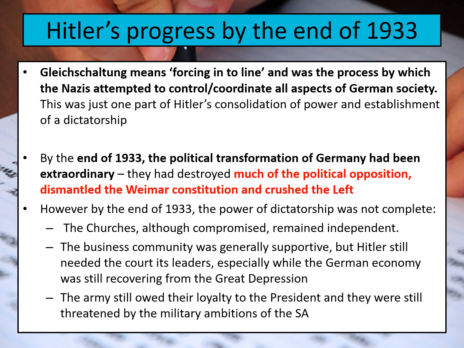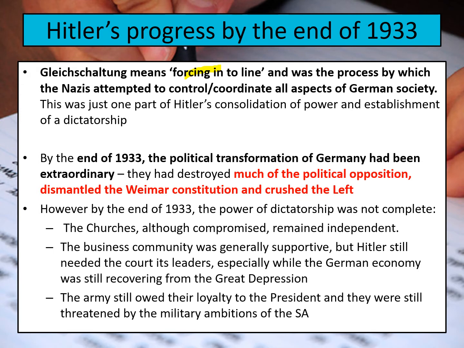Before we look at 1934, I'm just going to pause here for a second just to think about how much progress Hitler has made by the end of 1933, and just remind you as well of a key word that you'll need to know for exams, and that is the German word Gleichschaltung, which means coordination or forcing into line, and it's basically the process by which the Nazis tried to control and coordinate all aspects of German society. Even things like the church, the army, the civil service, all of that is part of Gleichschaltung.